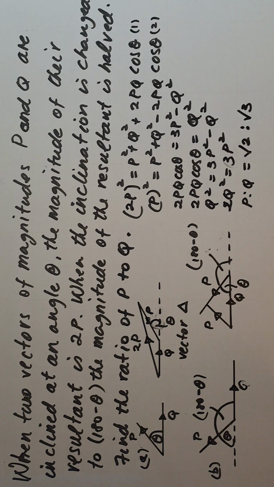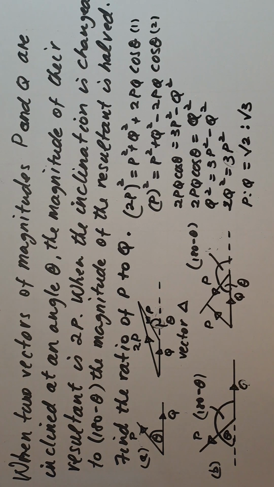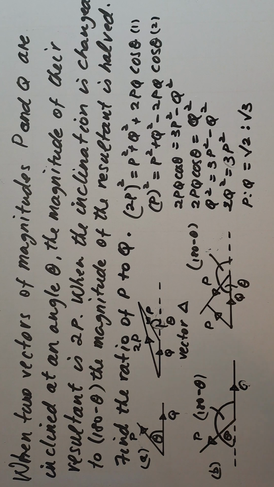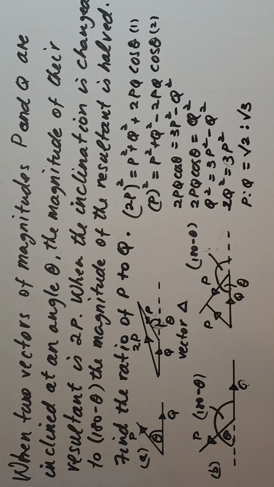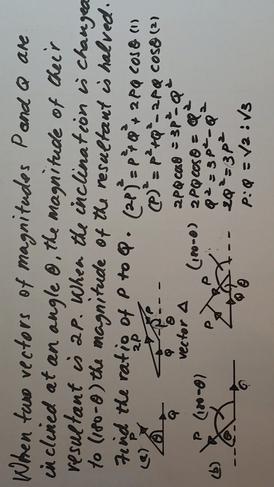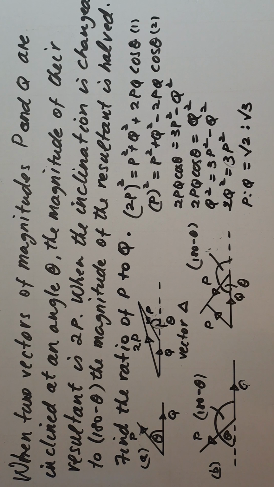We're working in a general sense here, no numbers. We're just given a scenario in which we've used the cosine rule with a bit of algebra. We rearranged, simplified, and found the ratio of p to q as root 2 to root 3.